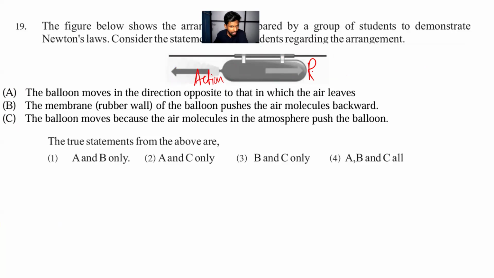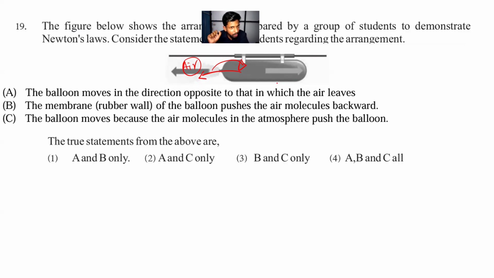Neha, come to the question here, my dear. Here in the balloon, we have the air. That air will be released by the balloon. Who releases this air? This air is released by the balloon. And what will happen? This air will push the balloon. Am I right or wrong, Neha? Did you get that idea? The balloon will push the air, and that air will push the balloon. Is it clear, my dear?